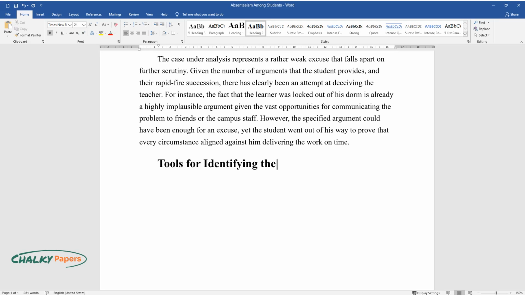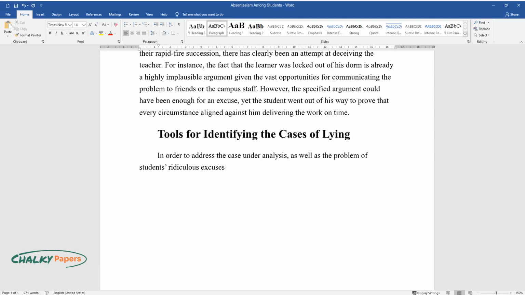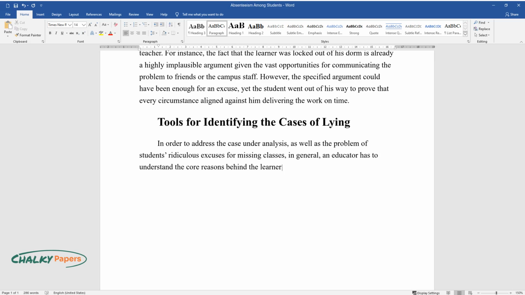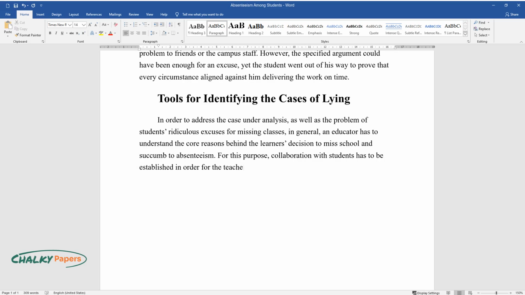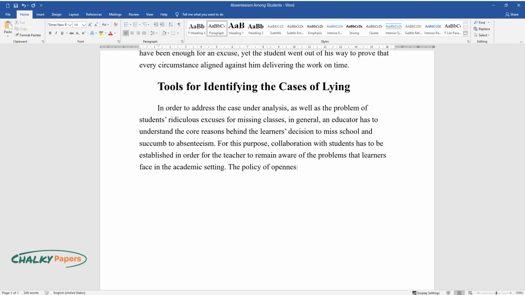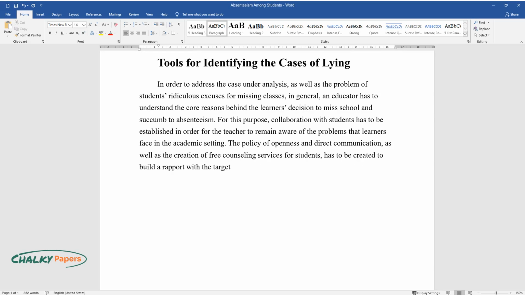Tools for identifying the cases of lying. In order to address the case under analysis, as well as the problem of students' ridiculous excuses for missing classes, in general, an educator has to understand the core reasons behind the learner's decision to miss school and succumb to absenteeism. For this purpose, collaboration with students has to be established in order for the teacher to remain aware of the problems that learners face in the academic setting. The policy of openness and direct communication, as well as the creation of free counseling services for students, has to be created to build a rapport with the target demographic and encourage them to feel comfortable in the school setting.